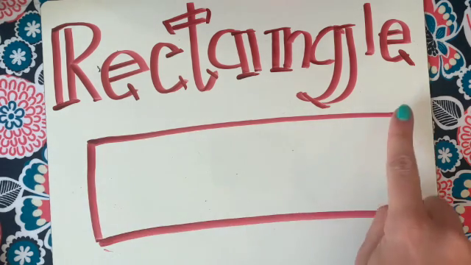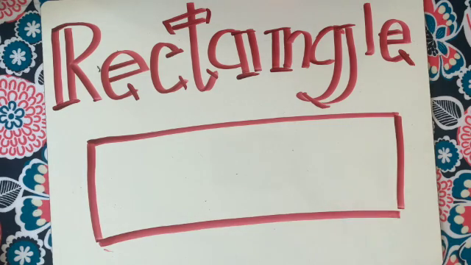The sides are each line that makes up our shape, and the corners are where 2 lines or sides meet. What other shape has 4 sides and 4 corners? A square. All squares are rectangles, but not all rectangles are squares. Let's take a closer look at rectangles.